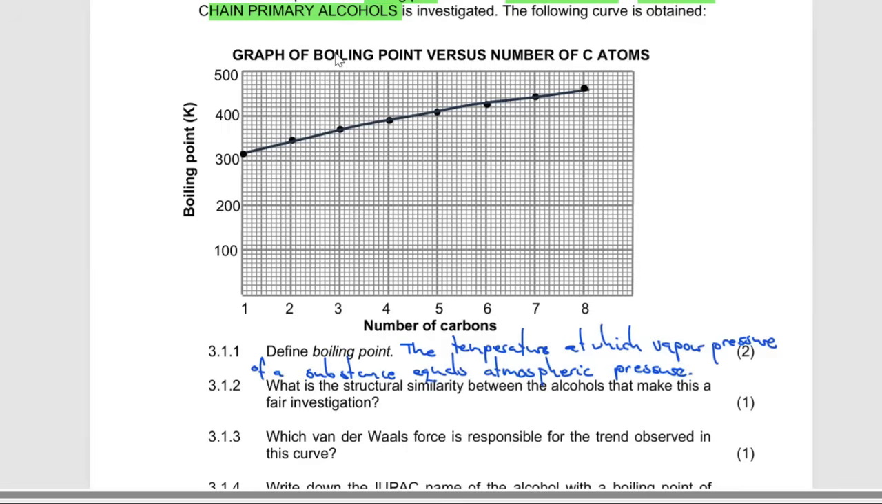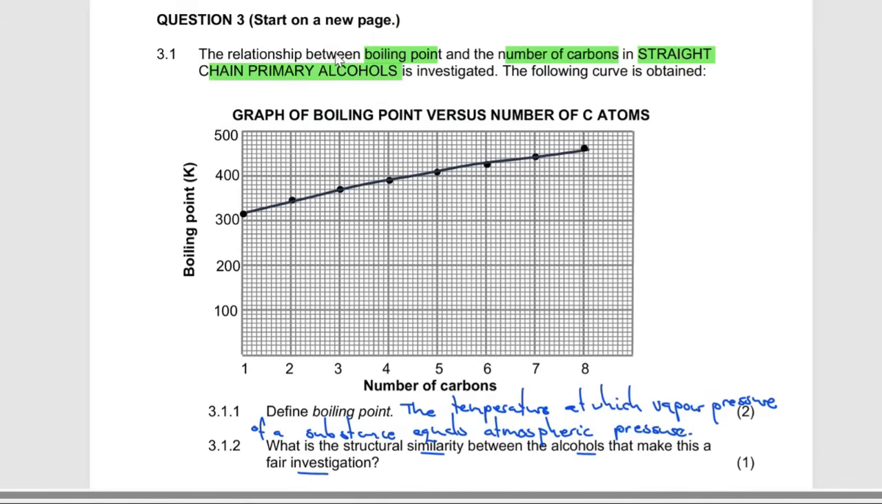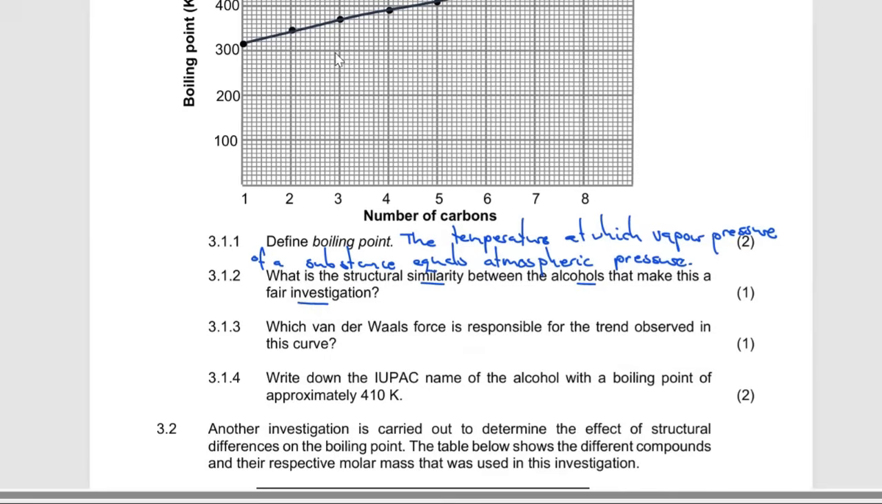Moving on, they're saying 3.1.2, we are asked what is the structural similarity between the alcohols that makes this a fair investigation, right? What makes it fair is that all of them, we are told at the top, are primary alcohols, and they all have straight chains. So I'm going to start by saying primary alcohols. If you want to proceed, you can also identify them as all having straight chains.